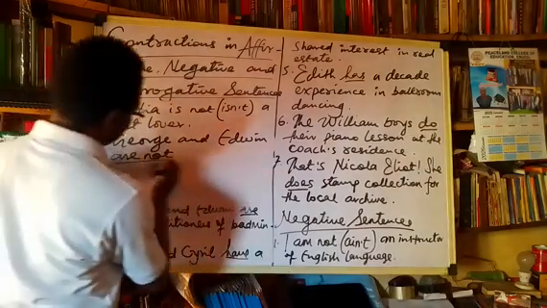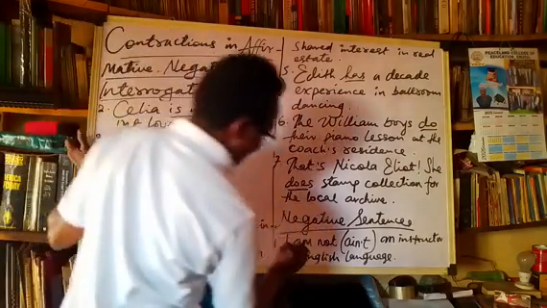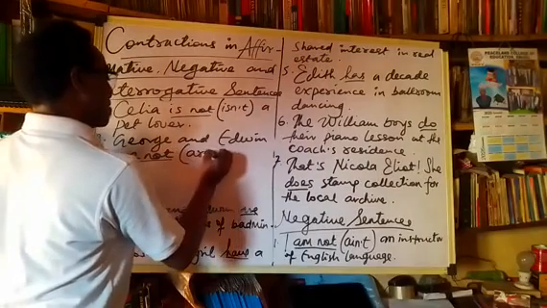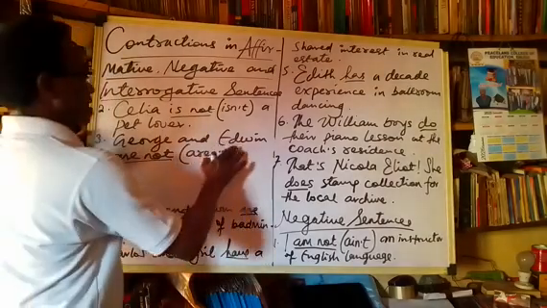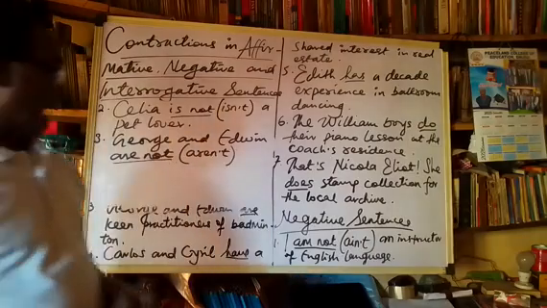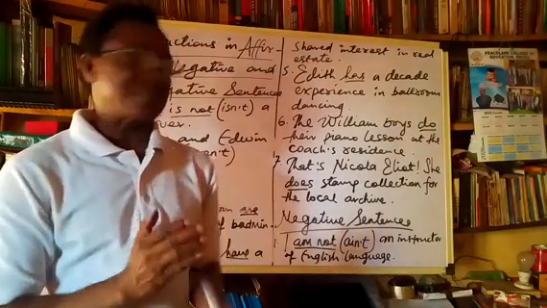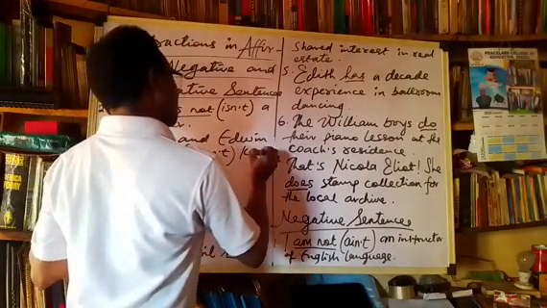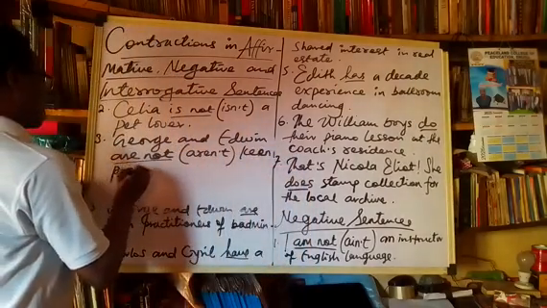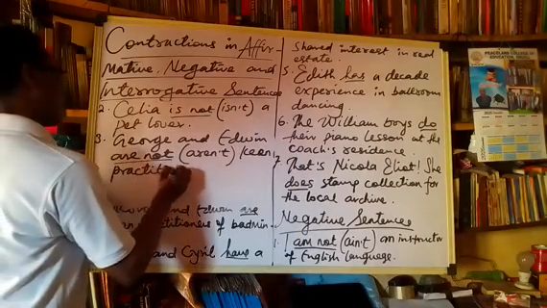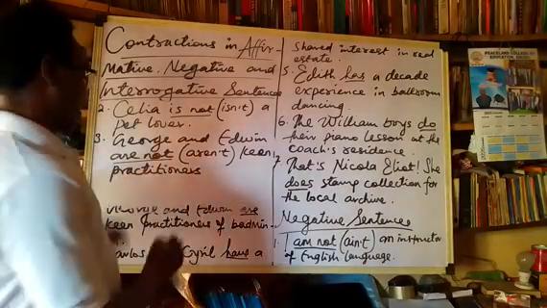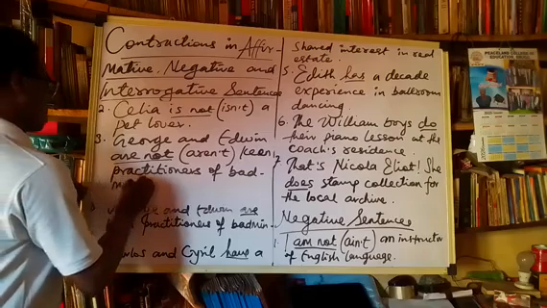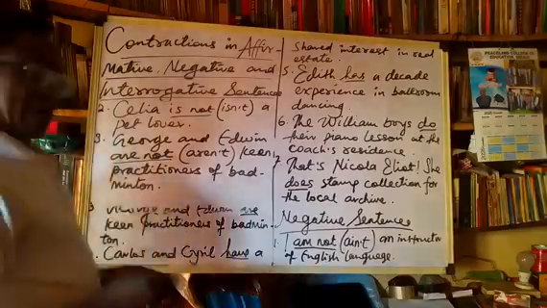Are not, is not, am not. Are not becomes aren't when we contract. So the contraction of are not is aren't. You say George and Edwin aren't keen practitioners of badminton.